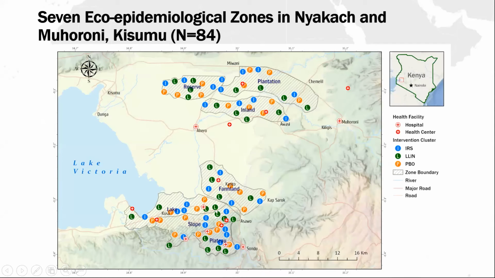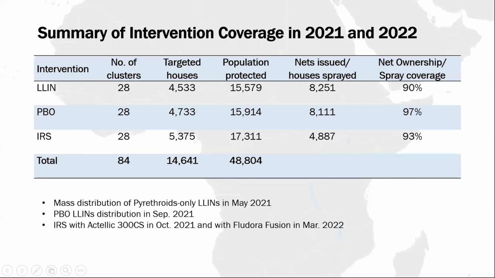So this is showing the 7 eco-epidemiological zones, with the 3 that we started off with, the lake, slope and the plateau, scaling up to the farmland, inland, plantation, and reserve. And just like we did in March 2020, we randomized each zone to receive 4 clusters to receive IRS, 4 clusters to receive LLINs, and 4 clusters to receive the PBO nets. So in total, we have 28 clusters in each arm that received either LLIN, PBO, or IRS.